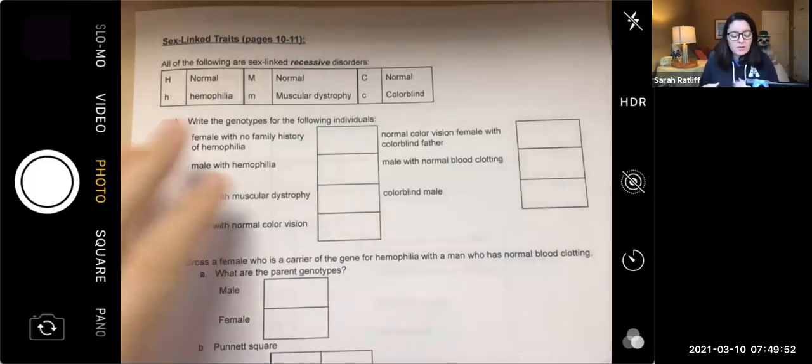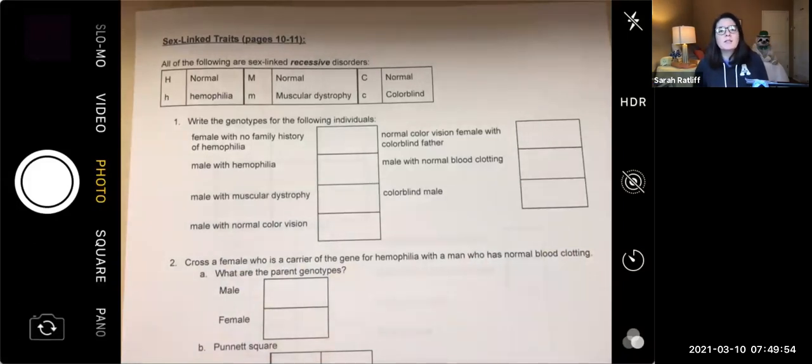Here we go. So all of the following are sex-linked recessive disorders. So when we see this trait expressed, that means it is recessive. So it must have the homozygous recessive, or lowercase letter, attached to those sex chromosomes.